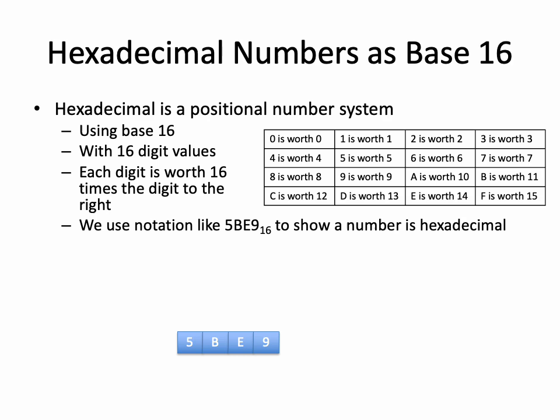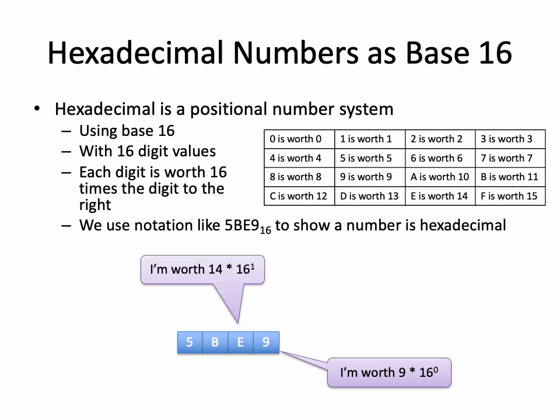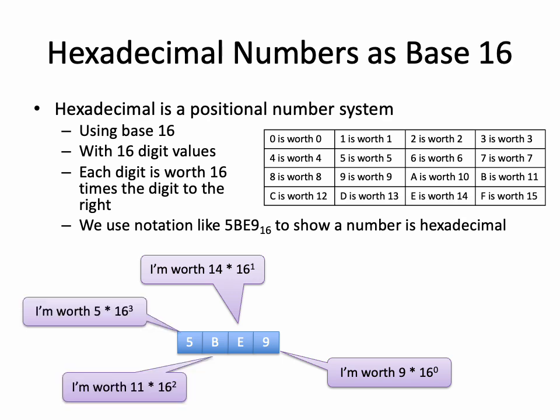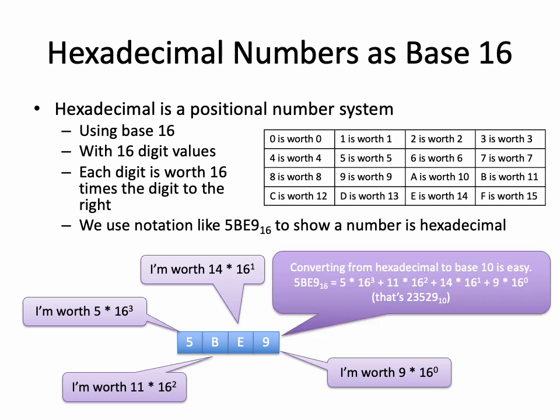Just like base 10 and base 2, hexadecimal is a positional numbering system. It uses base 16. Each digit is worth 16 times the digit to the right. So let's look again at this way of breaking up the number's value. Let's look at 5BE9. 9 in that rightmost spot is 9 times 16 to the 0. Then I have E, which is 14, so it's 14 times 16 to the 1. B, which is 11 times 16 squared. And 5, which is 5 times 16 cubed. And I can add all this up if I wanted to see what it was worth in decimal. So converting is just adding up all those values.